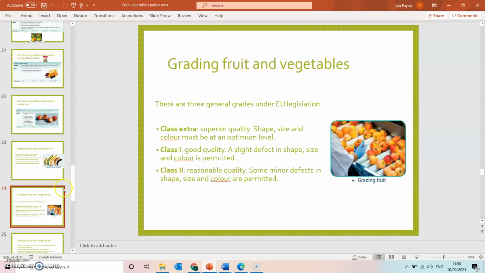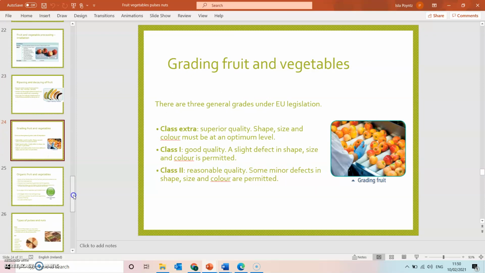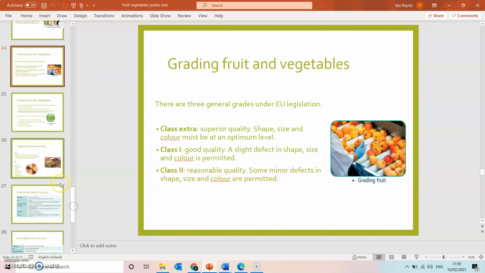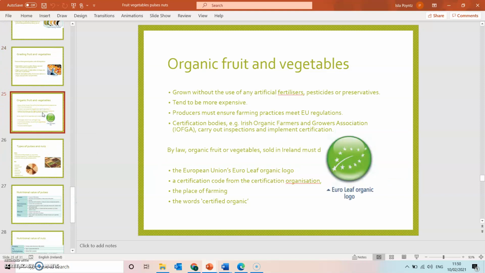Okay, so there you have the grading of fruit and veg, so the class extra, class 1 and class 2. And organic, okay, grown without the use of any fertilizers, which are artificial pesticides or artificial preservatives, and they do tend to be more expensive.